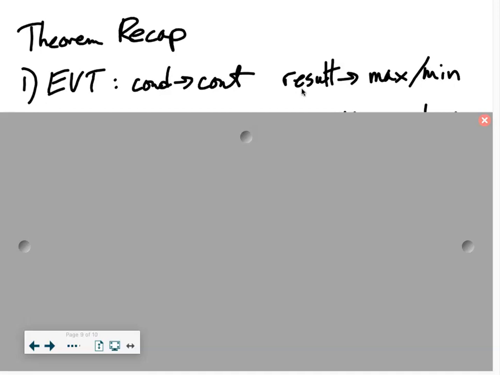The only condition is that the function has to be continuous, and the result is that the function has a max and min on the closed interval. I'm not giving you all the fancy words, right? This is just a recap. So for EVT, one condition: continuous. Every single one of these has continuous, right? So one condition, continuous. The result is that the function has a max and a min.